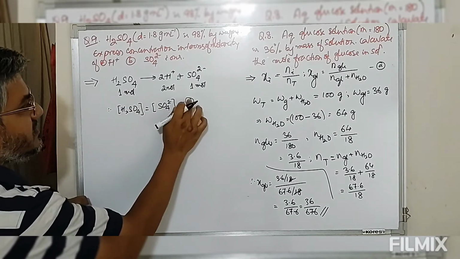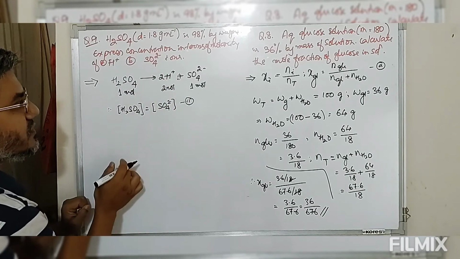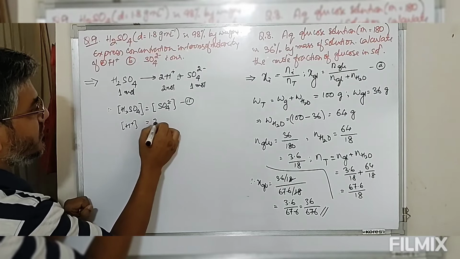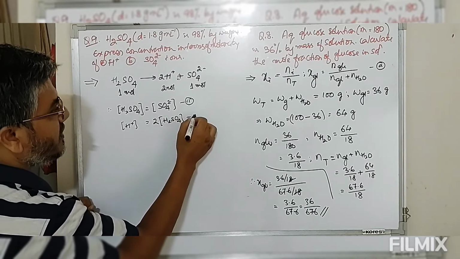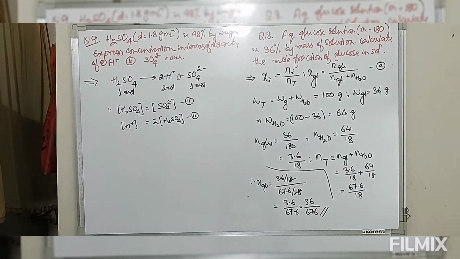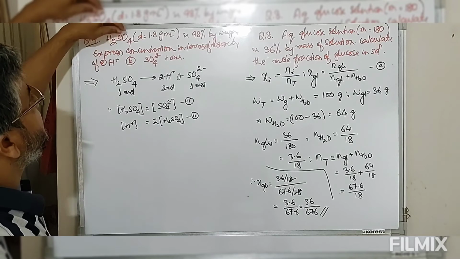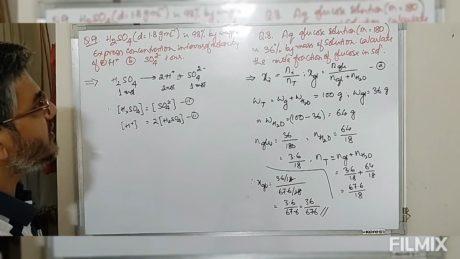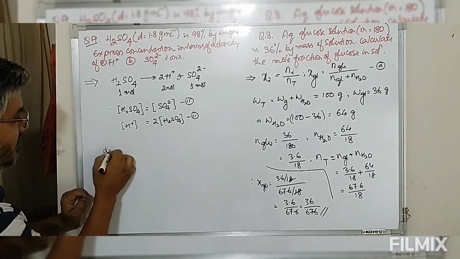And similarly, look at this. Once we have this concentration of sulfuric acid, we can define the concentration of H plus ion. Therefore, the concentration of H plus ion will be 2 times the concentration of sulfuric acid. So in both cases, we have to define the concentration of sulfuric acid. Now to define this concentration, we are given the density of the solution and the percentage by mass.